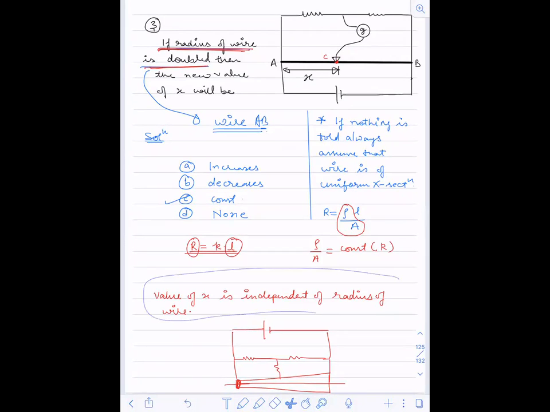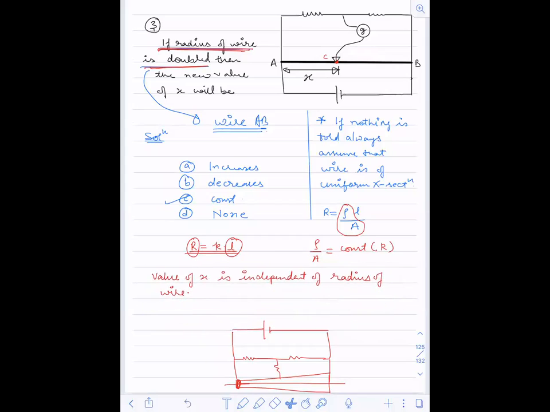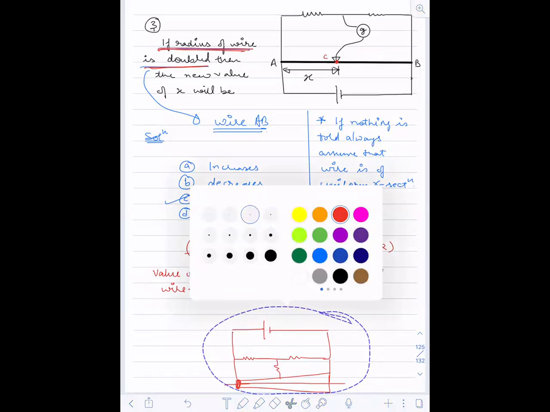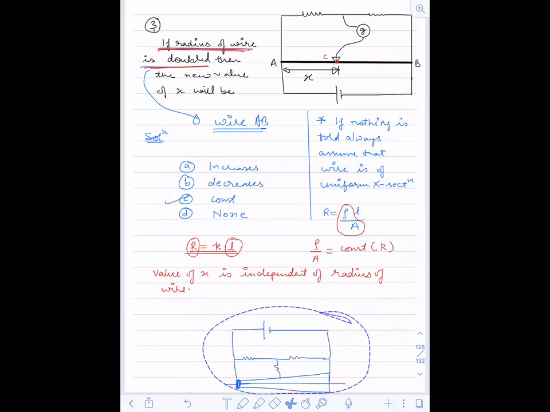This line I have written here, value of x is independent of radius of wire, is for this question only. This complete thing is a separate thing, not related to that. Here, in this question, it is not independent of radius. It depends on the radius.